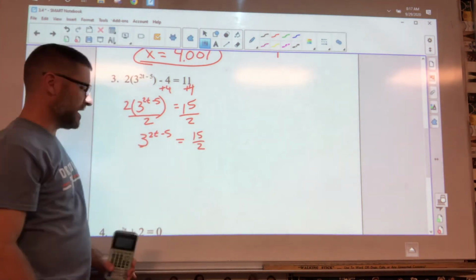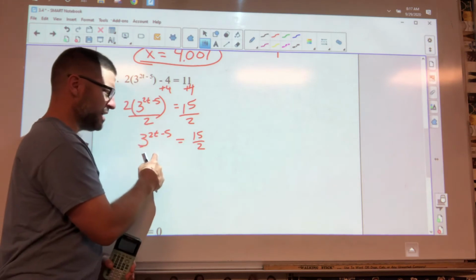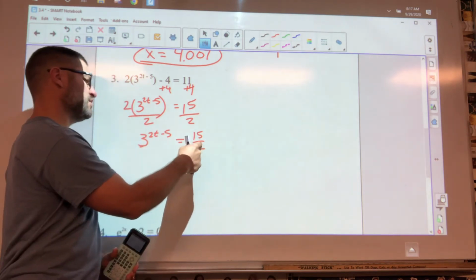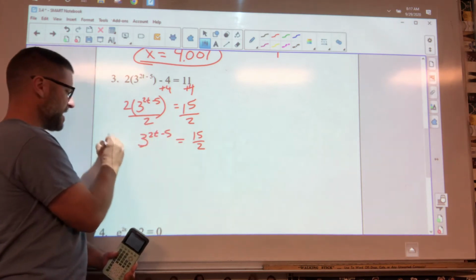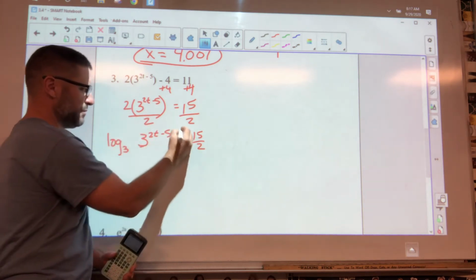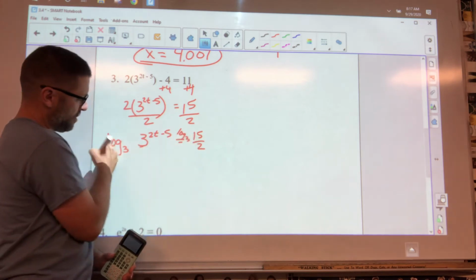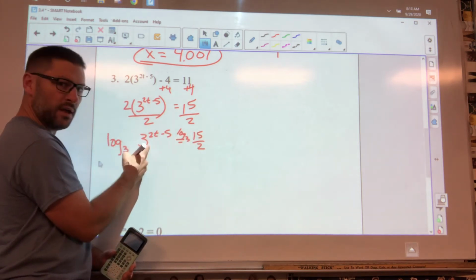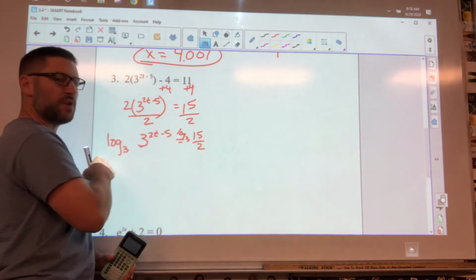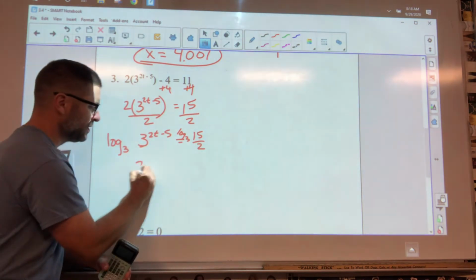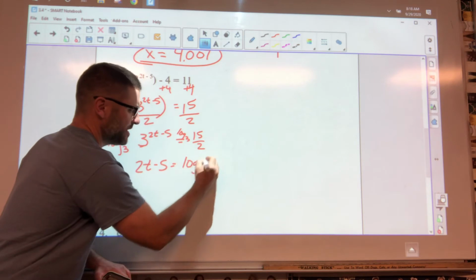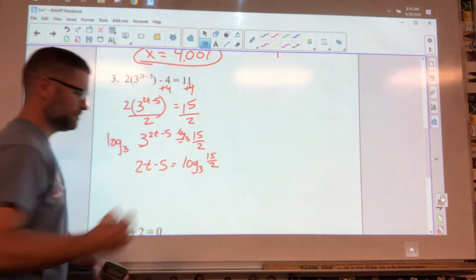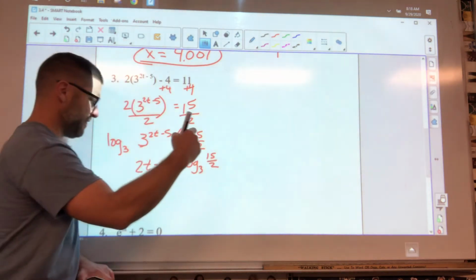And it's pigtail time. Log base 3 of 15 over 2 equals 2t minus 5. Or tack on log base 3 onto both sides. Log base 3 of 3 is 1, so 2t minus 5 will drop down out of the exponent. I have 2t minus 5 equals log base 3 of 15 over 2. I'll move the 5, and I'll divide by 2.